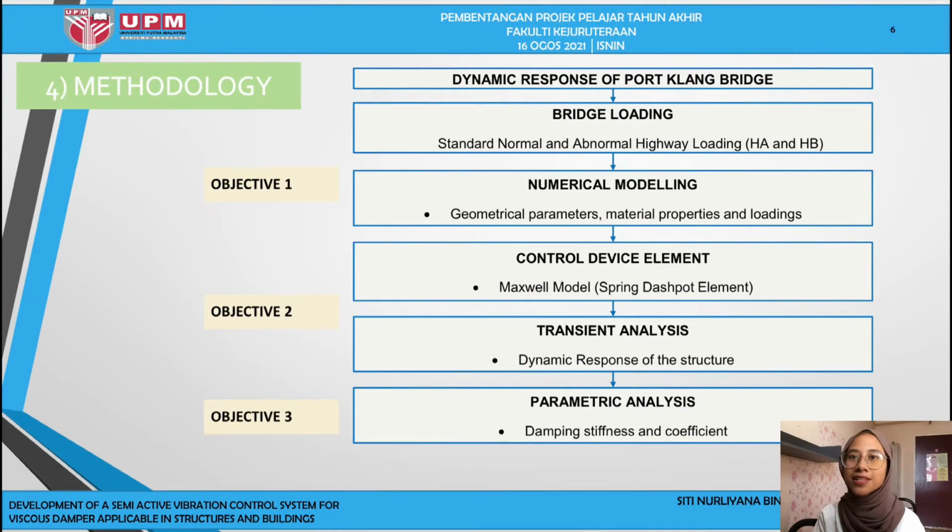The research has been conducted with regard to the flow chart as per details. Firstly, numerical modeling is developed in consideration of geometrical and material properties. Next, structural control systems are added into the structure by spring damper elements. Thirdly, analyses are carried out using a transient analysis to obtain the time-dependent response. And lastly, parametric analyses are conducted on the mechanical properties of the control device.